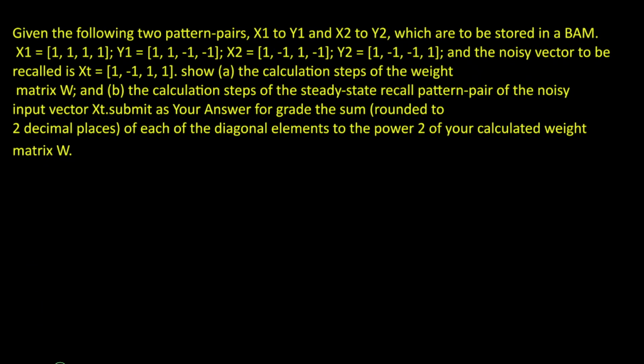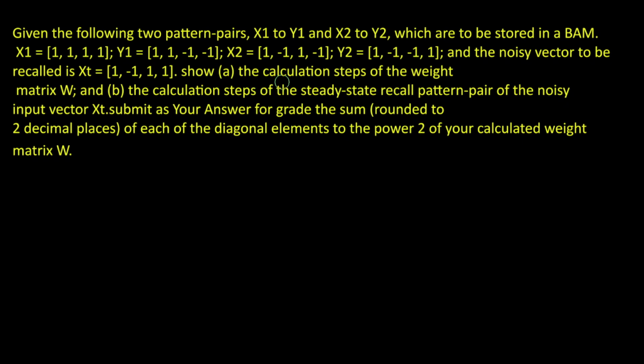Here this question is asking, given the following two pattern pairs, x1 to y1 and x2 to y2, which are to be stored in a BAM, which is bidirectional associative memories. X1 is equal to 1 1 1 1, y1 is equal to 1 1 minus 1 minus 1, and x2 is equal to 1 minus 1 1 minus 1, and y2 is equal to 1 minus 1 minus 1 1, and the noisy vector to be recalled is xt is equal to 1 minus 1 1 1.